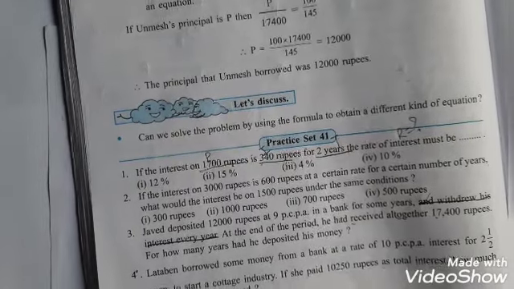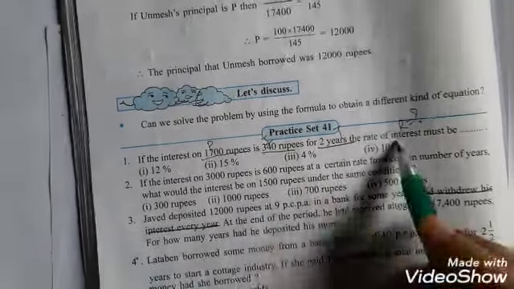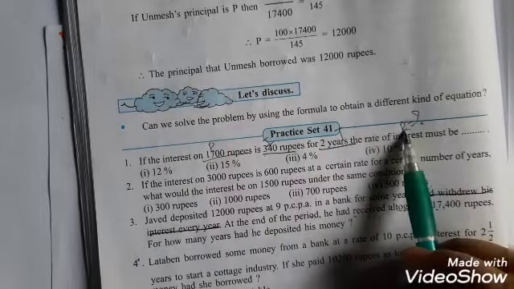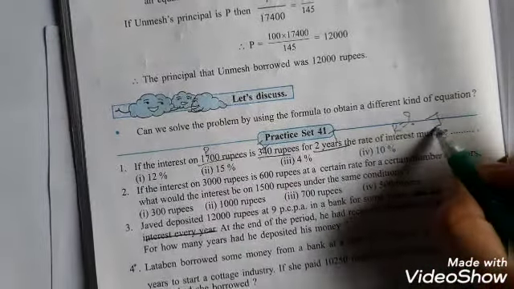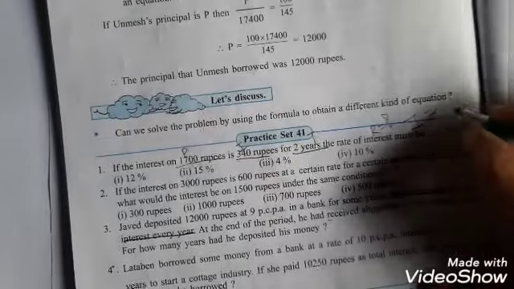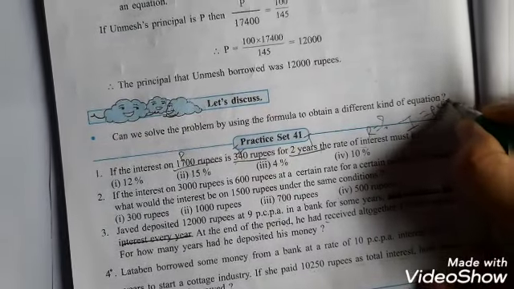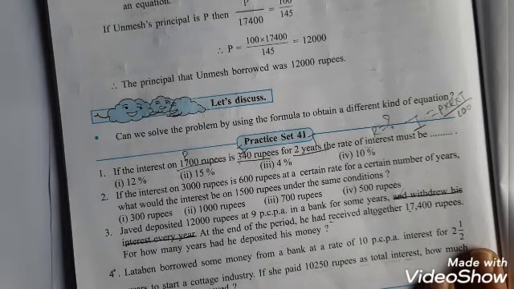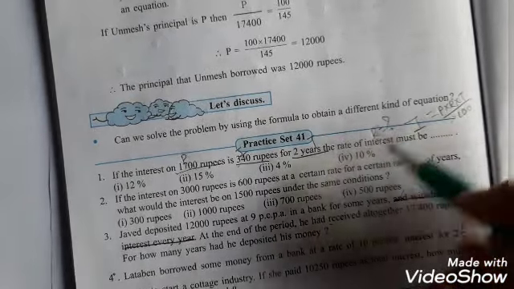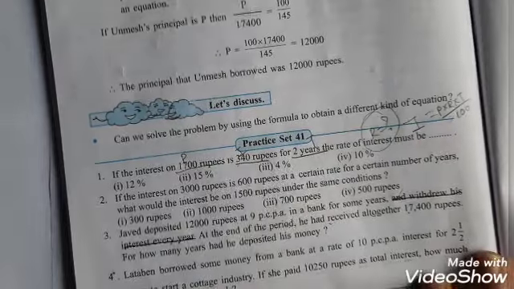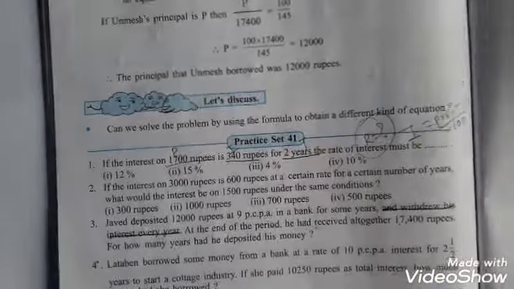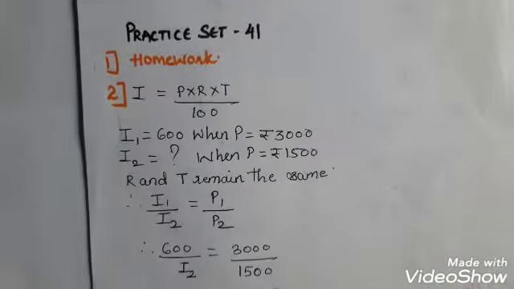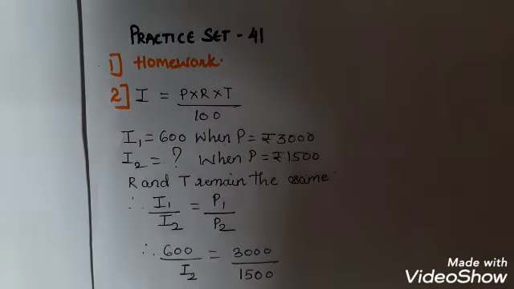Okay, they have given you 4 options. You have to solve the sum by using the formula of interest, that is equals to P into R into T upon 100. Okay, use this formula, substitute the values and find the value for R. So the first sum is the homework to you. We proceed to the second sum.